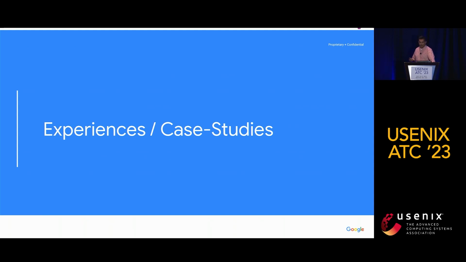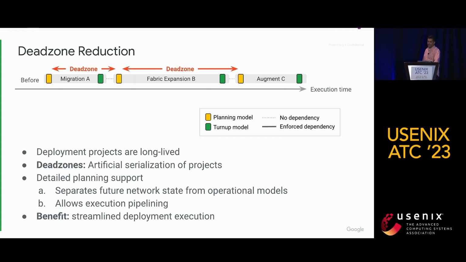Now, with those 4 capabilities in mind, let me give you some concrete examples on how these improved our overall deployment times and project concurrency. First is a case study we call dead zone reduction. Deployment projects, for example, things like new network deployments, expansions, capacity augments, and so on, are very long-lived, meaning they can span weeks or months from start to finish. This is especially true for projects requiring construction work, obtaining permits, long lead times for materials procurement, and so on.